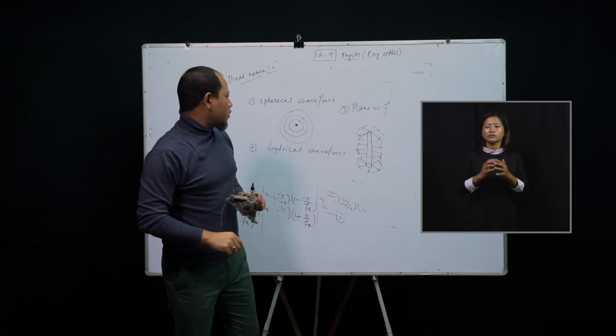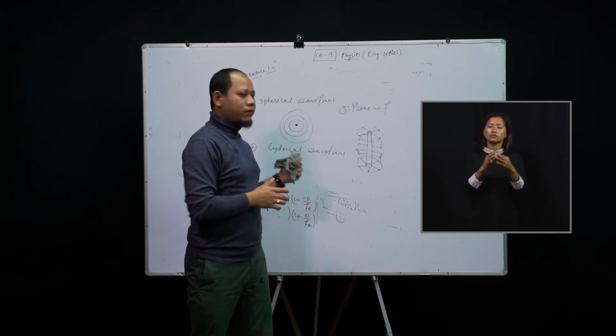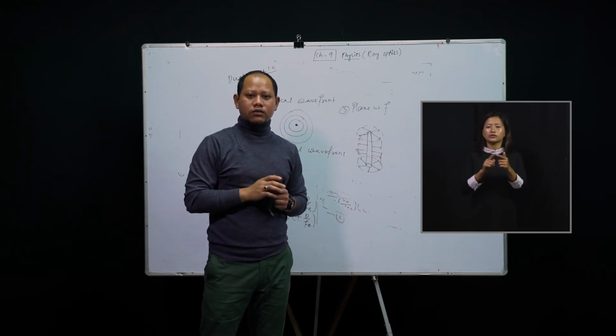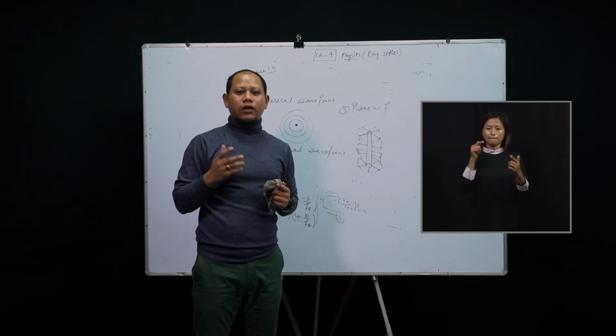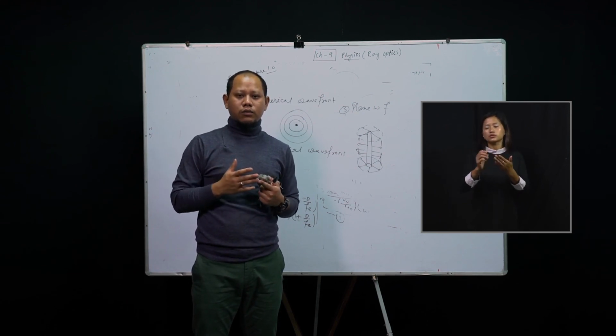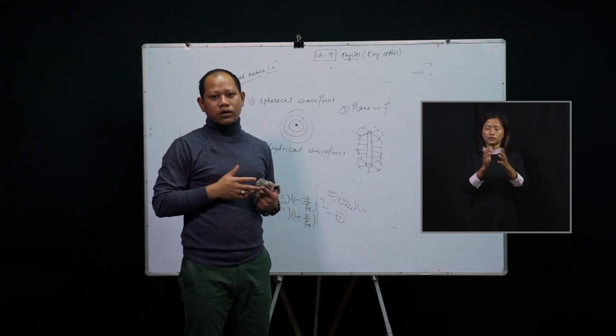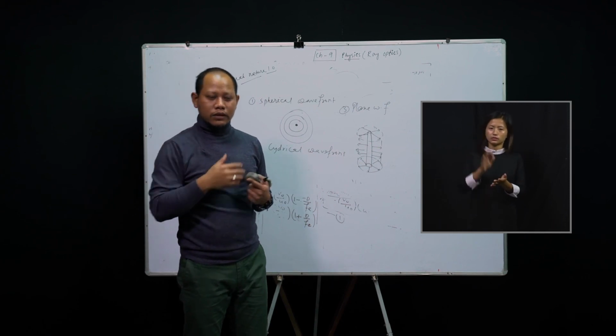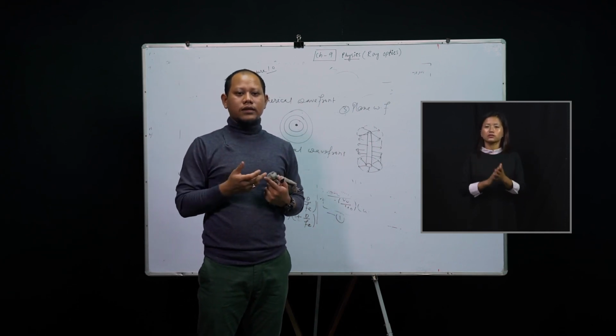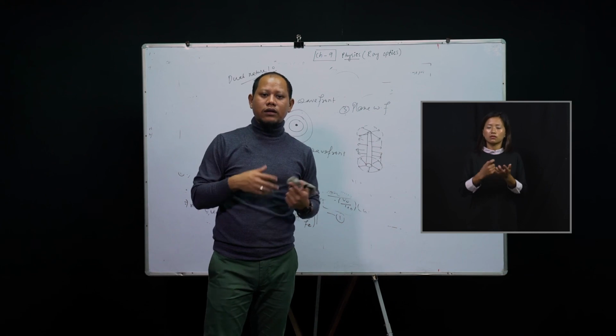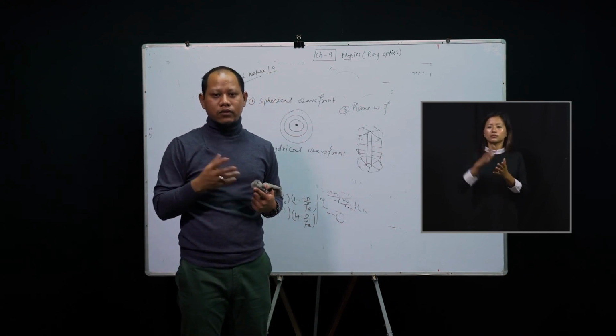This is just an introduction, dear students. The main chapter starts from Huygens' principle. After completing Huygens' principle, we will get interference of light, then diffraction and polarization, and we have resolving power. So, in the next class, I will discuss one by one.